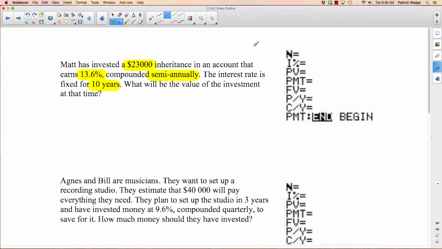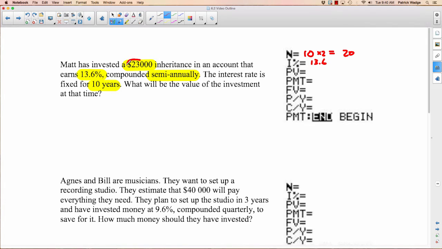So you might think that answer is 10 because it's going to be in for 10 years. But that's not the case. Why not? Because it's semi-annually, which means you get interest twice per year. So if you get it twice per year and you put it in for 10 years, 10 times 2 equals 20. That's your N value. Okay, the interest percentage, 13.6%. Easy. PV, remember it stands for present value.